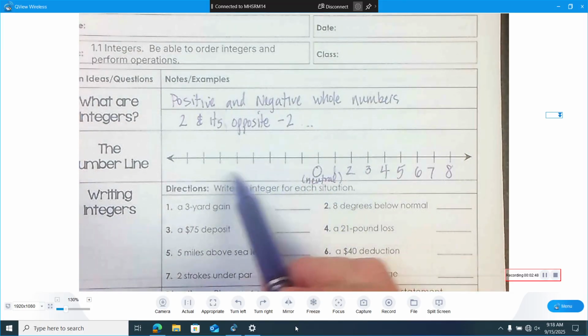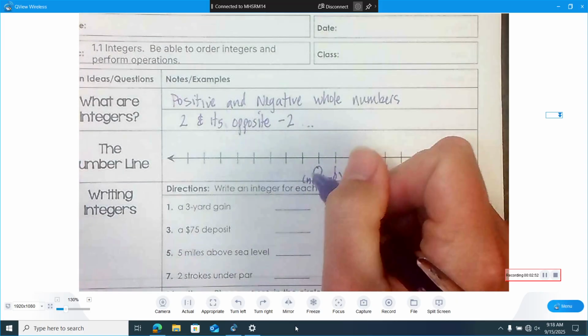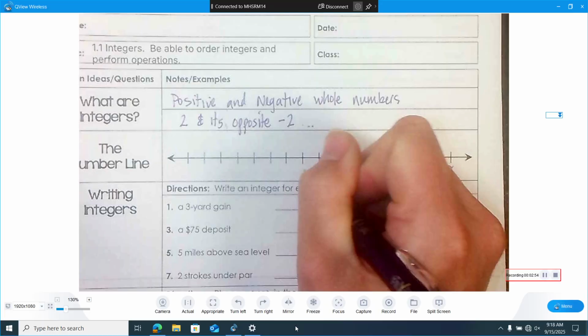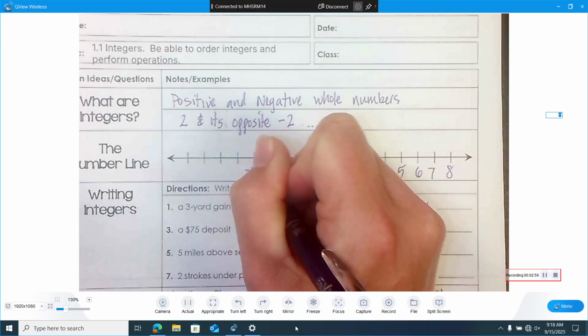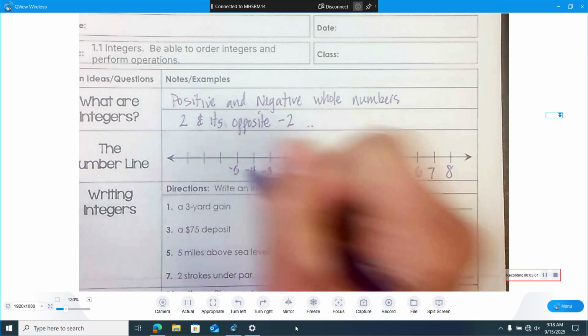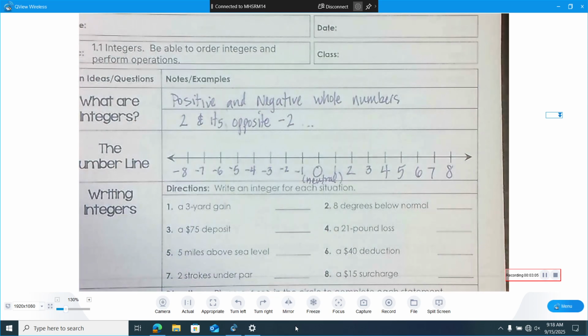And what are we doing when we go to the left of 0? Negative. And if we start at 0, to the left is negative 1. And then we would have negative 2 and negative 3 and negative 4. Negative 5, negative 6, negative 7, negative 8. Wow, I got that right in the middle. That was impressive. I don't know how I did that.